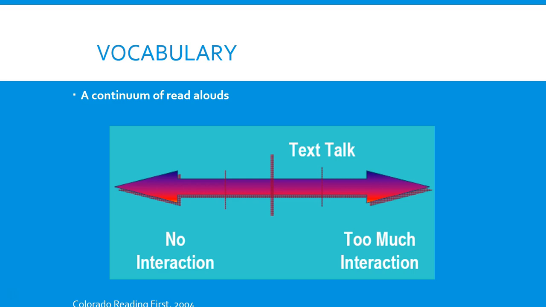One explicit and direct way to teach vocabulary is called text talk. Text talk is based around the theory that students learn vocabulary best when we're somewhere in the middle, where we're not throwing too much at them, but also not throwing nothing at them at all. It's a way to interact with students, but also to give them some freedom to explore on their own. You can use this as a teacher working one-on-one or with a group of students, or teach students how to do this with each other.